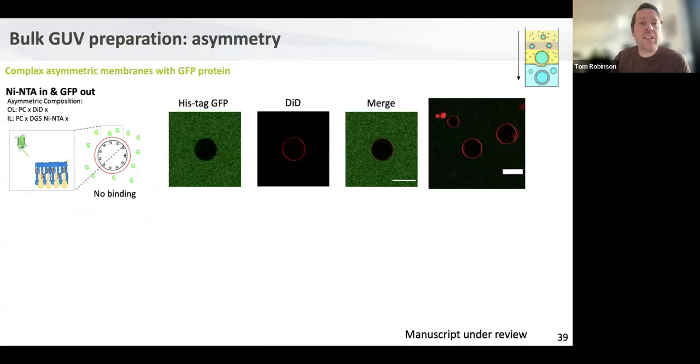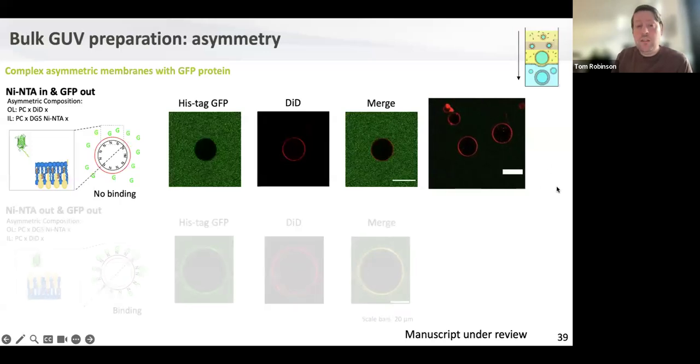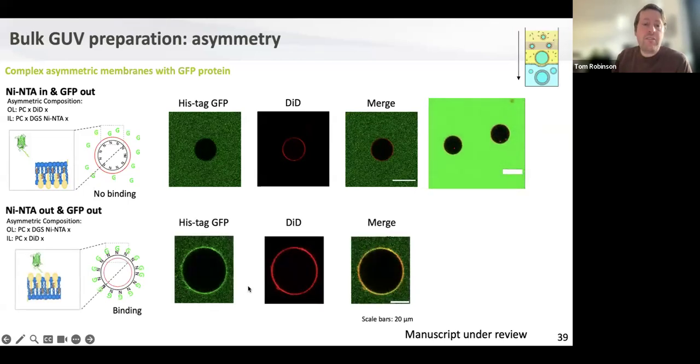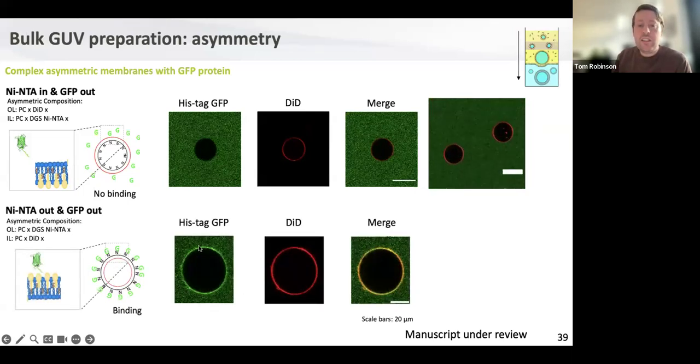Well, we wanted to have asymmetry with proteins. So what we did is we decorated the inside leaflet with nickel NTA lipids, and outside we added His-tagged GFP. In this case, we saw no binding of the labeled proteins at the membrane, which is right because there shouldn't be any exposure here. GFP is a green fluorescent protein. And there's a movie of it happening here. But then when we flip it and have the nickel NTA on the outside, we see binding of the GFP and enrichment at the membrane.